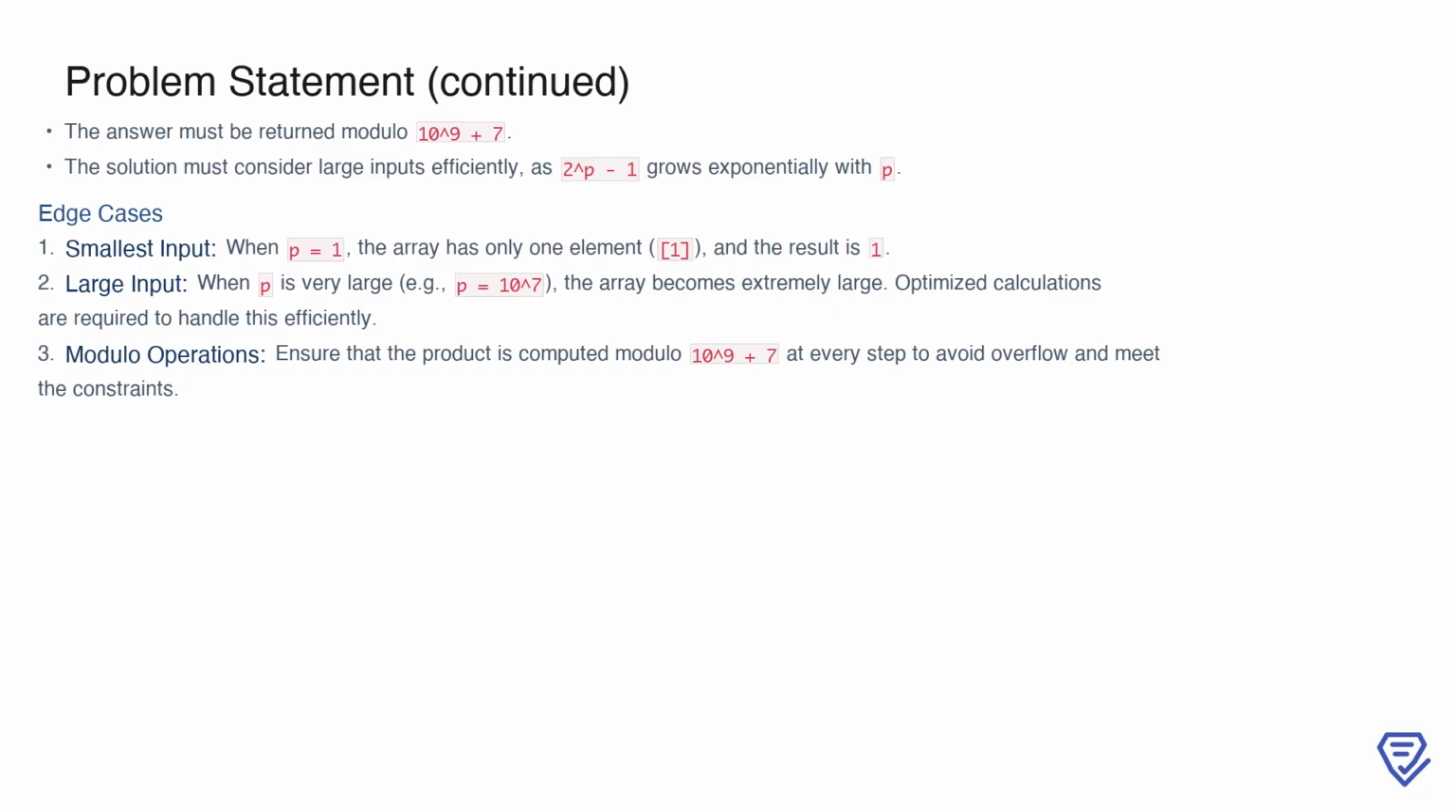As p can go up to 10^7, the size of the array nums grows exponentially, making it impractical to compute the product directly for large p. Optimized algorithms are crucial to handle such cases efficiently. Additionally, edge cases include the smallest input, where p equals 1 results in an array with just one element, and the largest input, where p equals 10^7 results in a massive array. Ensuring the use of modulo operations at every step is essential for maintaining accuracy and complying with the constraints.